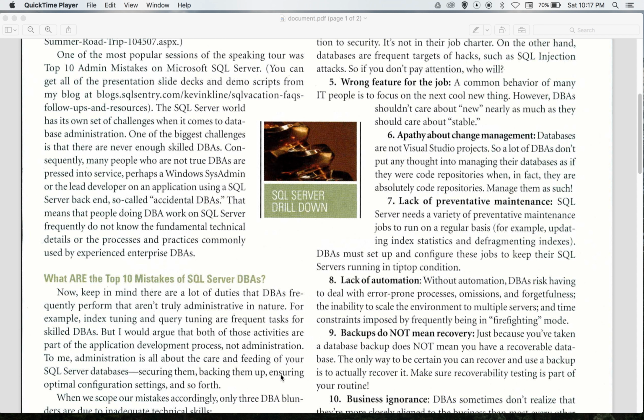Lack of automation. Without automation, DBAs risk having to deal with error-prone processes, omissions, and forgetfulness, the inability to scale the environment to multiple servers, and time constraints imposed by frequently being in firefighting mode.